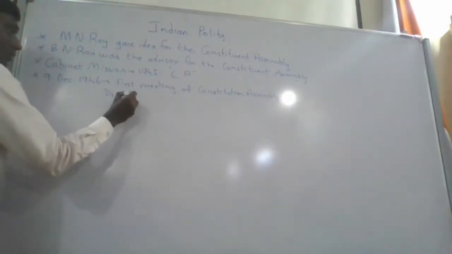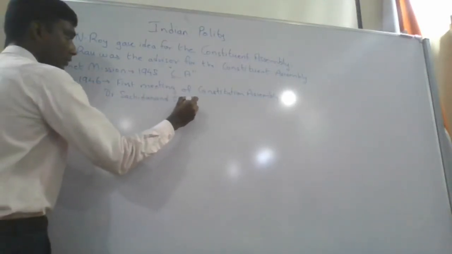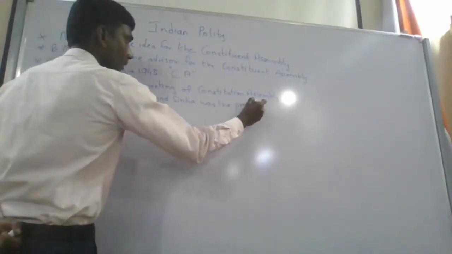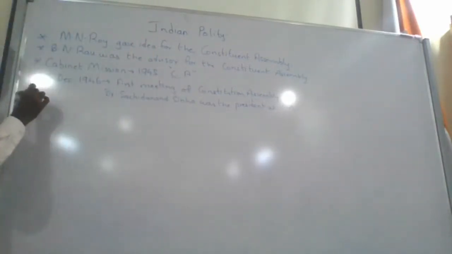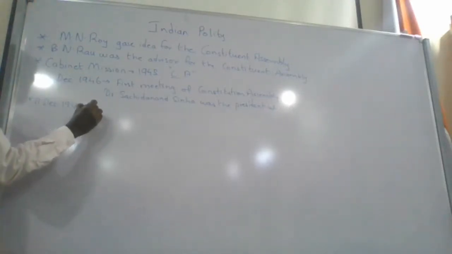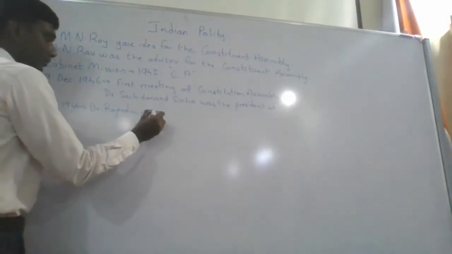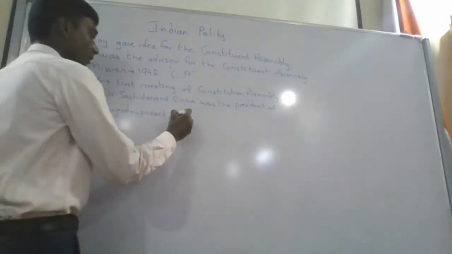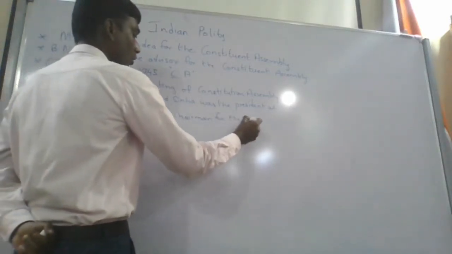and Dr. Sachidanand Sinha was the president of Constituent Assembly. 11th of December 1946, Dr. Rajendra Prasad becomes the chairman, new chairman for the Constituent Assembly.